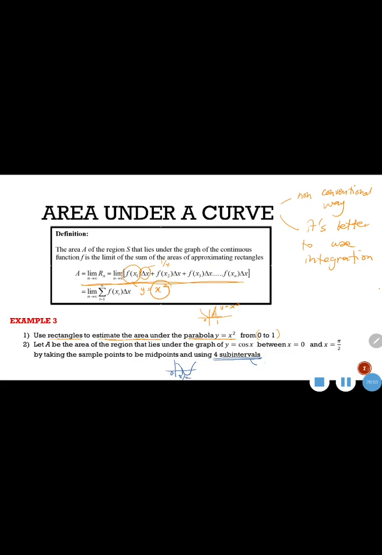Okay, using 4 subintervals, so the delta x should be, since it is from 0 to pi over 2, pi over 2 has to be multiplied by 1 over 4 for the 4 subintervals. Since it is divided into 4 segments, the delta x should be pi over 8. Okay, now let's do the question here.